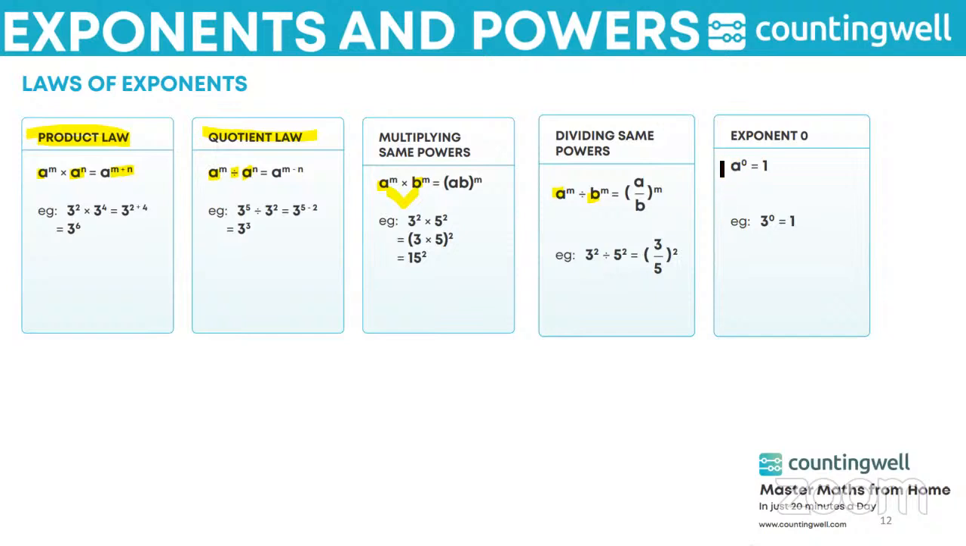Also, let us see property for exponent 0. Any number raised to 0 is 1, except 0. We cannot define 0 raised to 0. So any number except 0 raised to 0 is 1. So 3 raised to 0 is 1. Similarly, 1000 raised to 0 is also 1.